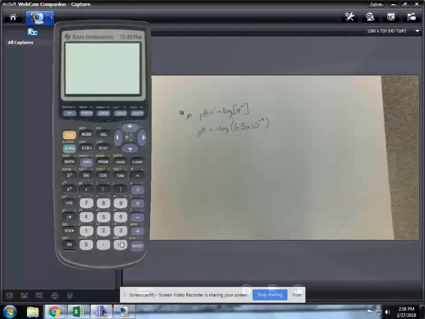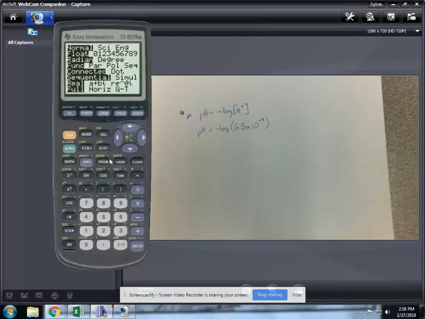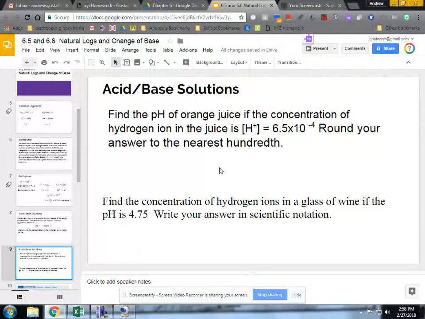So if I pull up my calculator and I do negative log of 6.5 times 10 to the power of negative 4, well, about 3.19, give or take. And so if we go back here, there you go, about 3.19. That's our pH level.